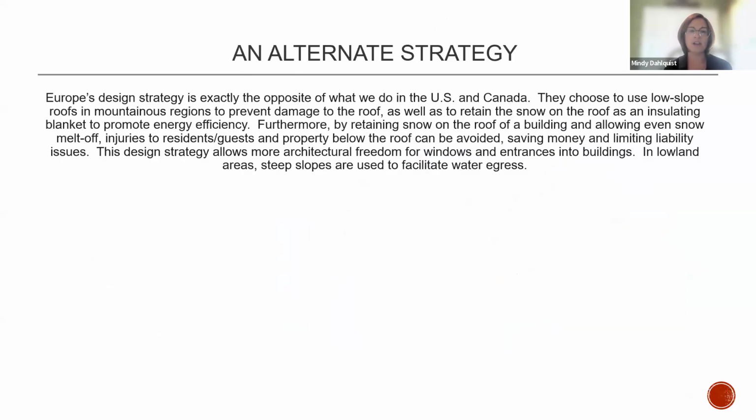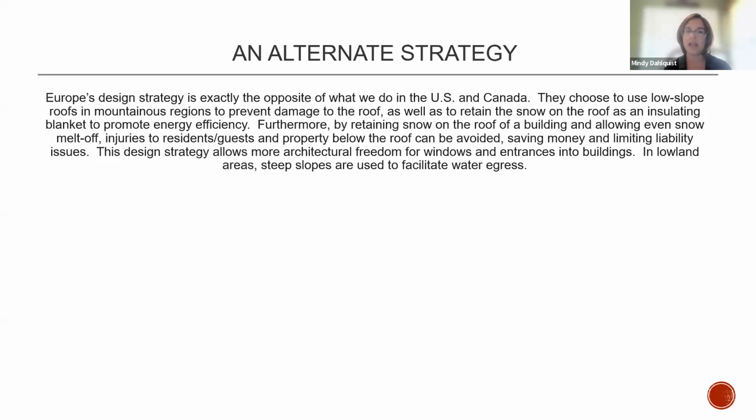So Europe, and I'm not going to say that everything they do design-wise is the perfect solution, but their design strategy is the exact opposite of what we do in the US and Canada. They choose to use a low slope roof in mountainous regions to prevent further damage to the roof, as well as retaining snow on the roof as an insulating blanket.